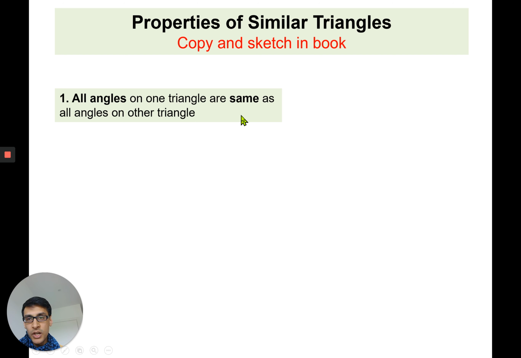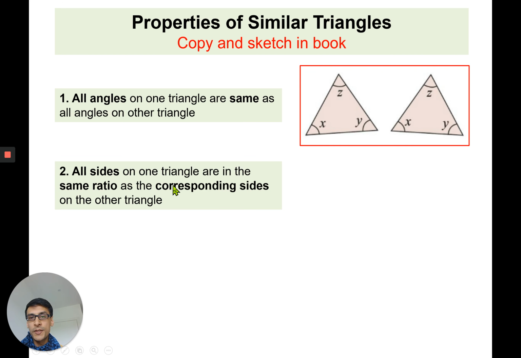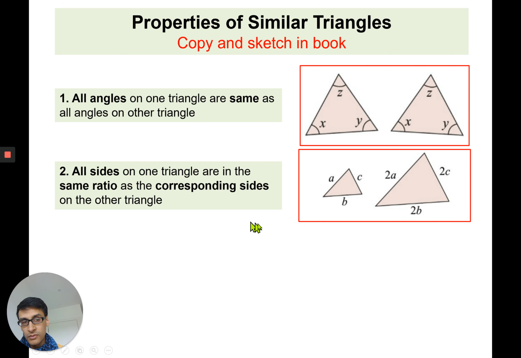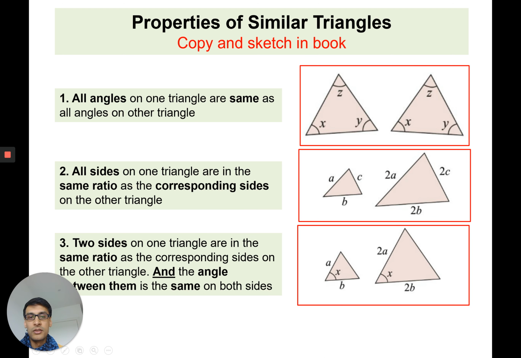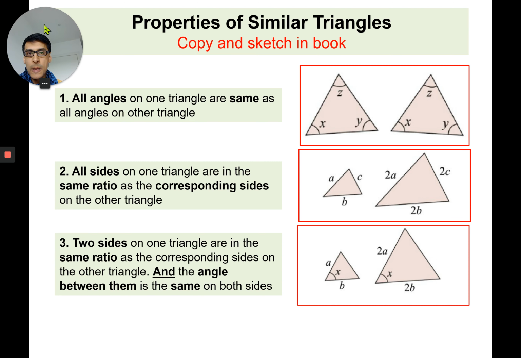All angles in a triangle are the same. All sides on a triangle are in the same ratio as the corresponding sides, or you can say 2 sides are in the same ratio, and the angle in between. So this is in your PDF worksheets, but it's useful to copy this out just to embed it into your memory. So moving on to the next slide.